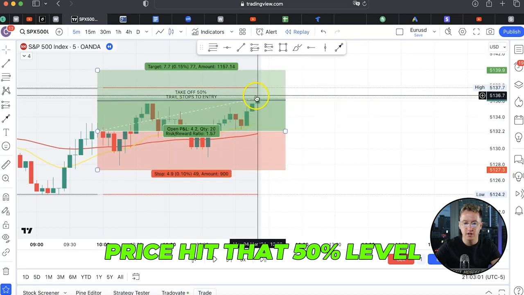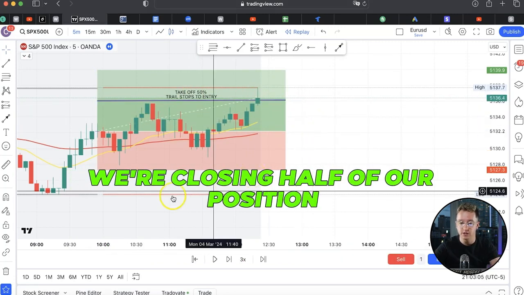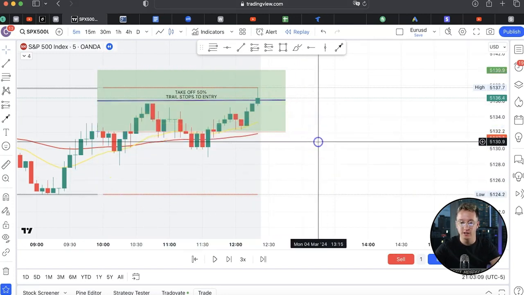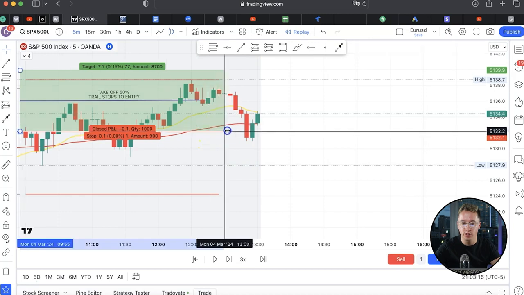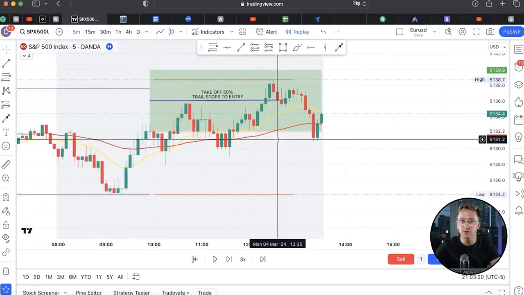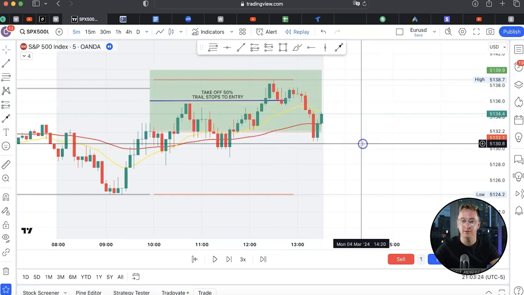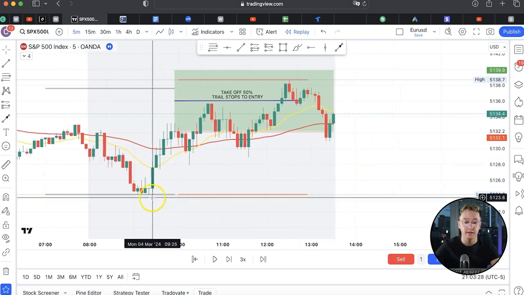we can see once price hit that 50% level, we're closing half of our position, we're trailing our stop loss to our entry, and we're letting the rest ride out. And you're probably like, well, Colt, I would have got stopped out here. That's fine. At least you locked in some profit and you were profitable on this trade. That's all that matters.